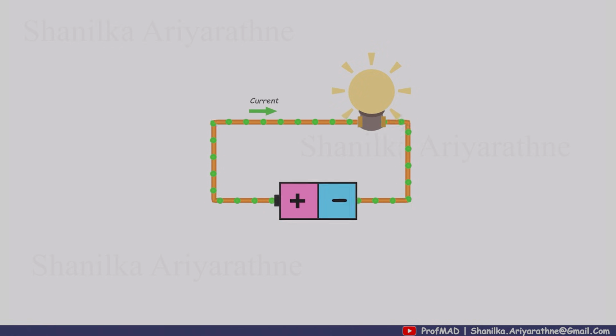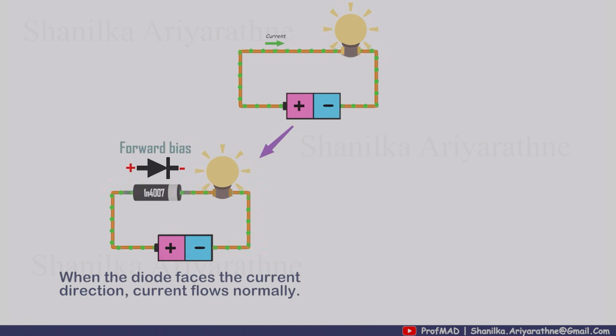If we place a diode in the circuit so that its arrowhead points in the same direction as the current, nothing really changes. When we turn on the switch, the bulb lights up normally. Current flows just like before. This condition is called forward bias.